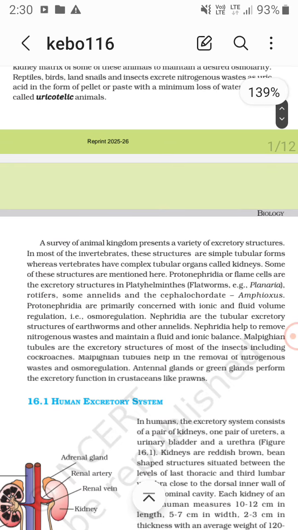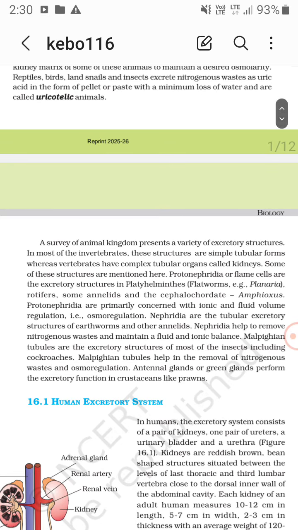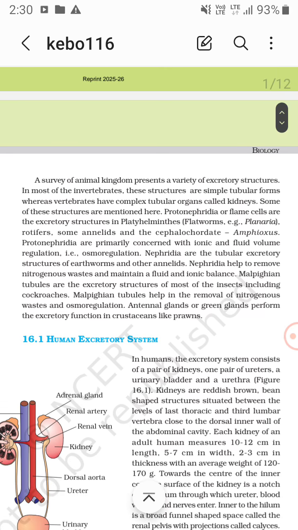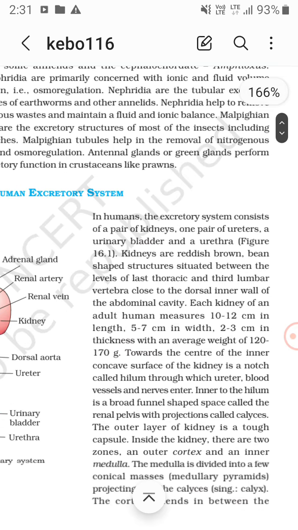Now protonephridia or flame cells are excretory structures in platyhelminthes, that is planaria, rotifers, some annelids, and the cephalochordate amphioxus. In earthworm and other annelids there are nephridia, and Malpighian tubules in most of the insects including cockroaches. Antennal glands or green glands are found in crustaceans like prawns.